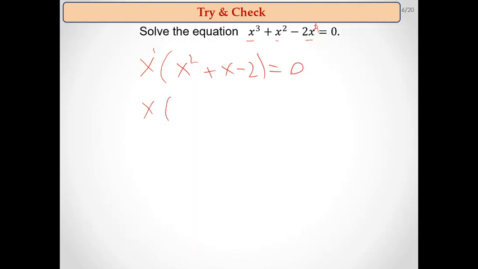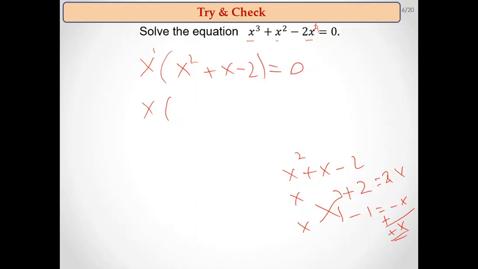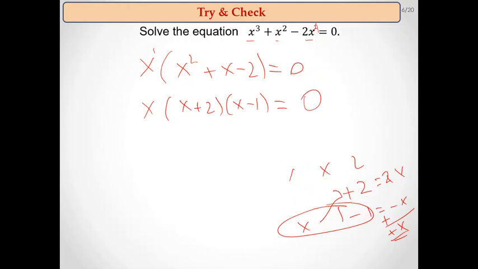If you factor it, you can try this. I think this will not work, and then you can try again. It will not work, so you can say plus 2 and minus 1, so it will work. So then this will be x times x plus 2 times x minus 1, equal to 0.